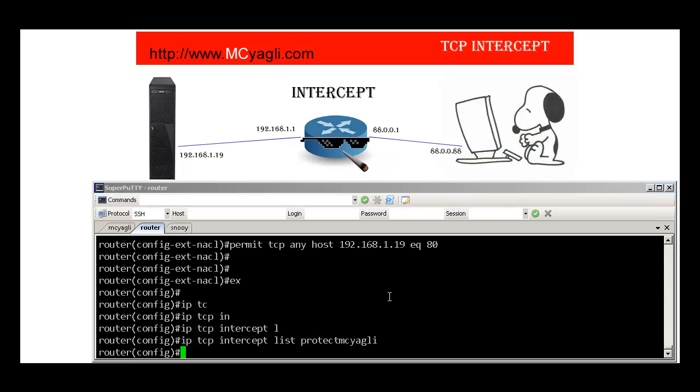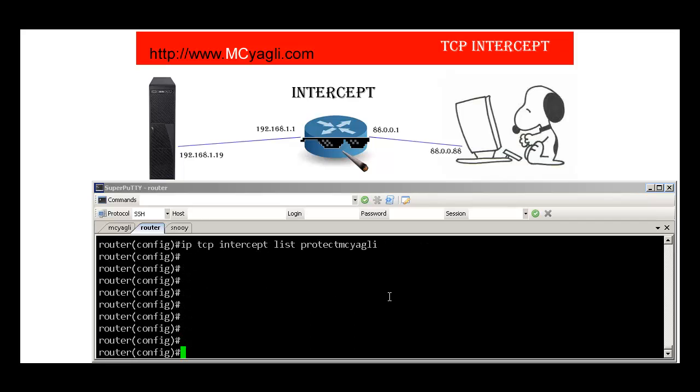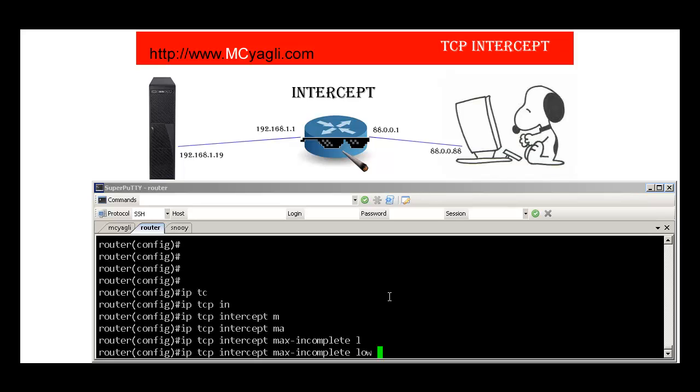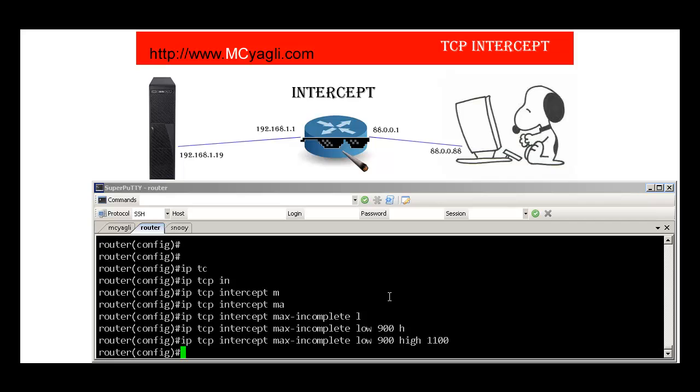Now step 3. I will define 2 thresholds, a low threshold and a high threshold. First, I'll type the command and then explain it. ip tcp intercept max-incomplete low 900 high 1100. I'm using these values because these are the default values. So let's explain this command first.